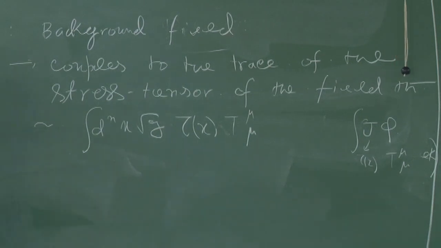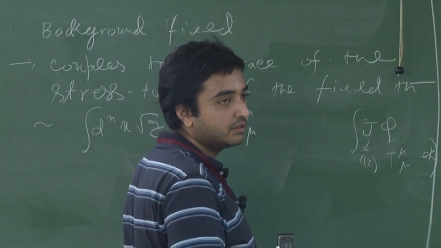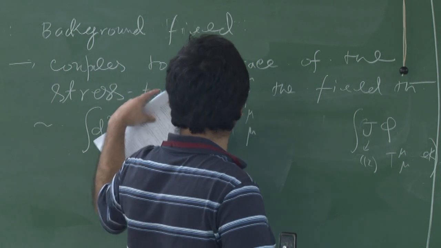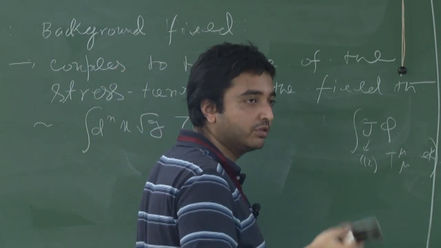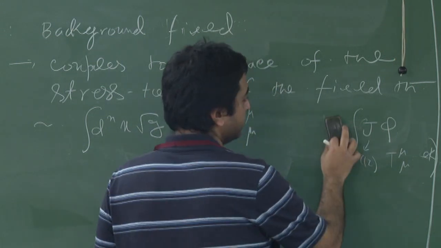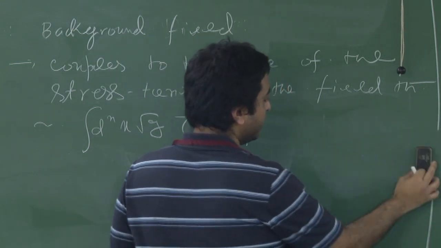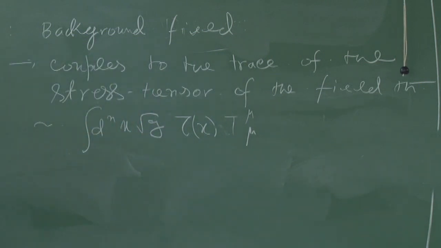G is the source. It doesn't have any equation of its own. So, tau, if you just think of it as a background field, you do not have to impose any equation of motion for the dynamics.